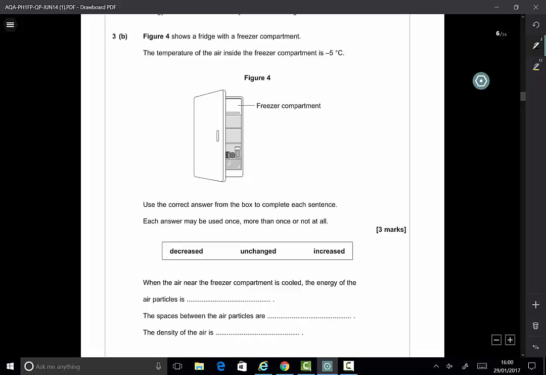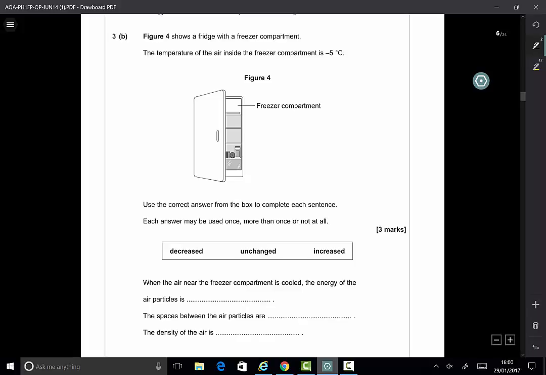Okay, look out for questions that say this, because often people think there's 3 boxes, there's 3 answers, we have to use each one once. They will usually say you can use it more than once or not at all. So you don't have to use each one once.